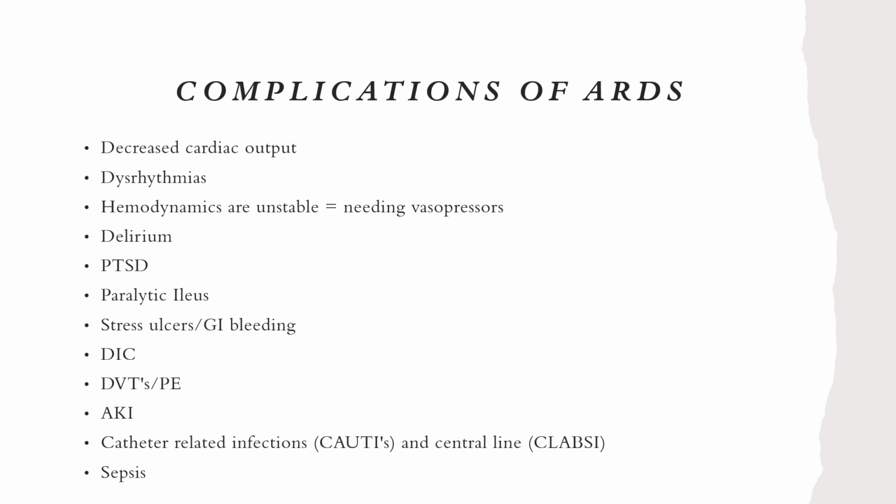Paralytic ileus, we know these issues with the GI tract and the decreased gas exchange in our blood that goes to our GI tract. So that also causes stress ulcers and GI bleeding. We can have issues with DIC, disseminated intravascular coagulation, DVTs, PE, like we talked about, acute kidney injury. We can have CAUTIs, catheter-associated infections, and also central line infections, also known as CLABSIs, and sepsis in general.